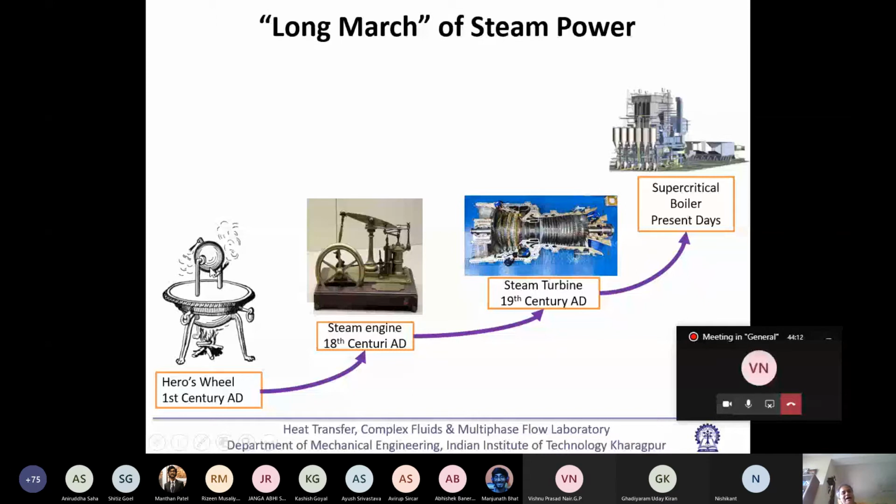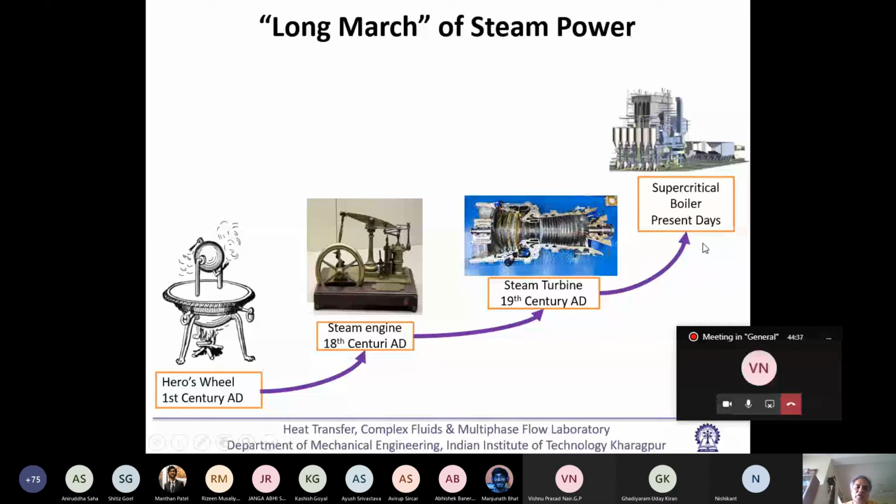So even in the earlier days, the engineering we have to appreciate from time to time, the recreation of which is difficult. And then we can see the steam engine, 18th century AD. Then we can see the steam turbine. And then ultimately what steam power we can think of, the supercritical boiler of present days. So let me very quickly go through.